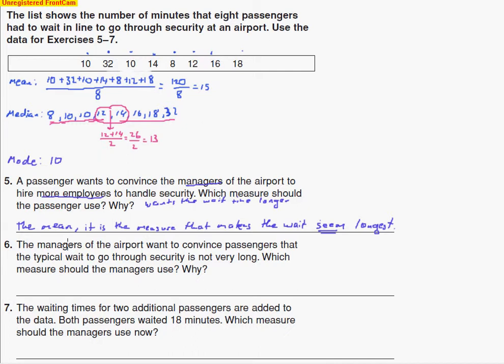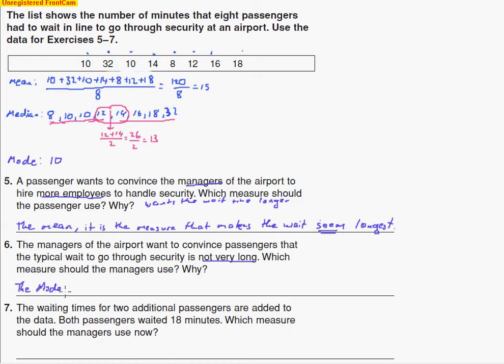Well, the managers of the airport are not going to want to hire anybody else. Let's see what they say. The managers of the airport want to convince the passengers that the typical wait time to go through security is not very long. Which measure would they want to use and why? Well, we look for the one that's the shortest wait time. We got 15, 13, 10. So we would want to use, if you were the manager, the mode.